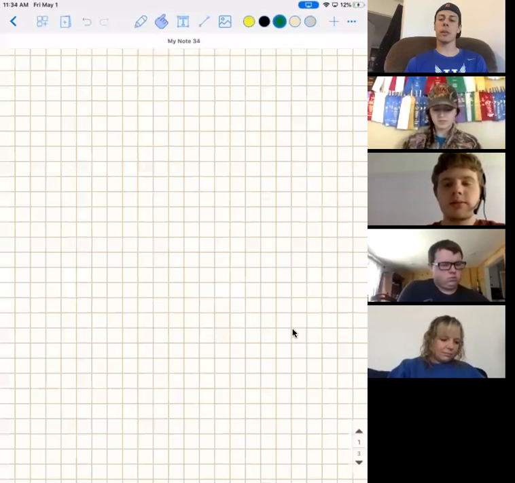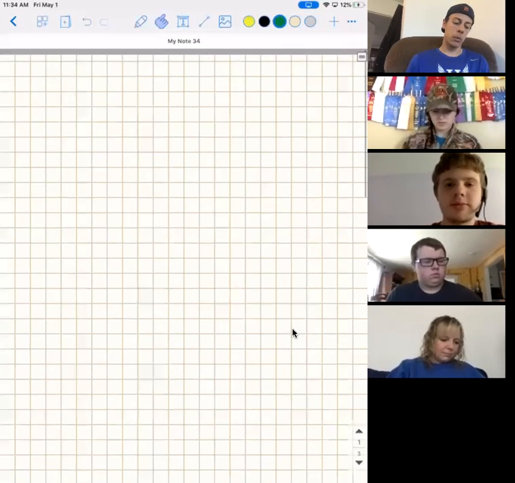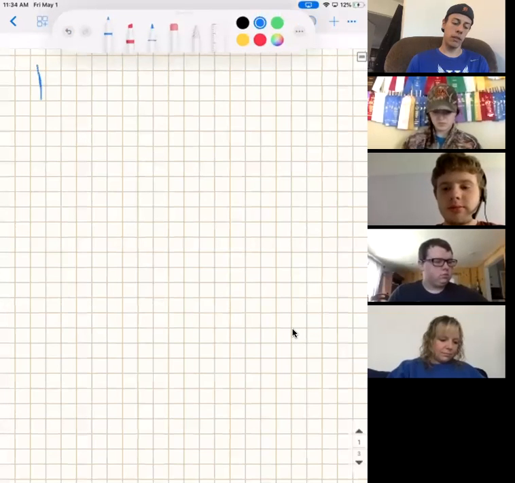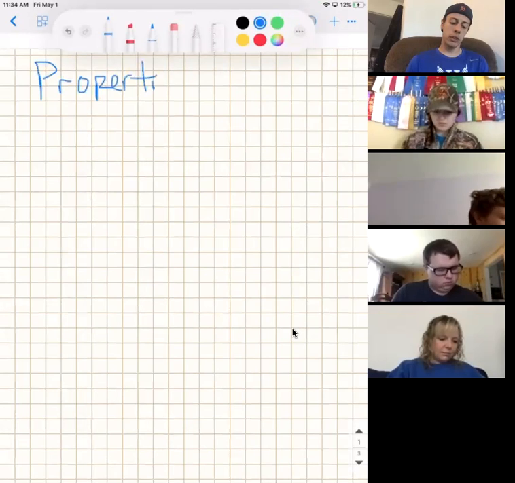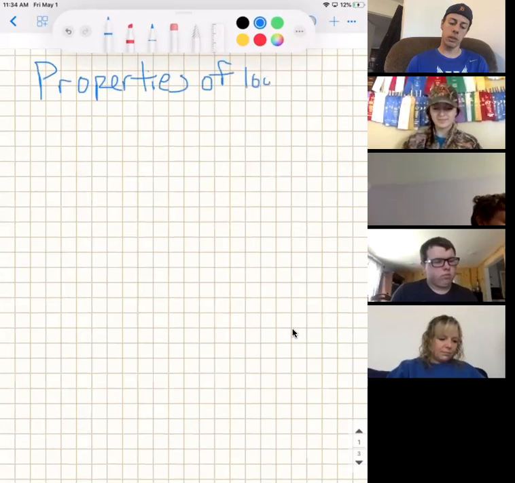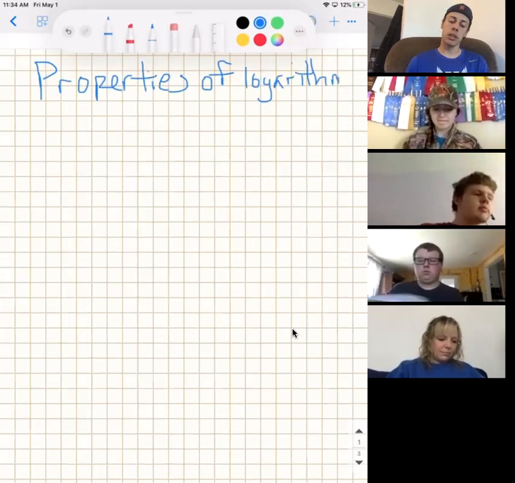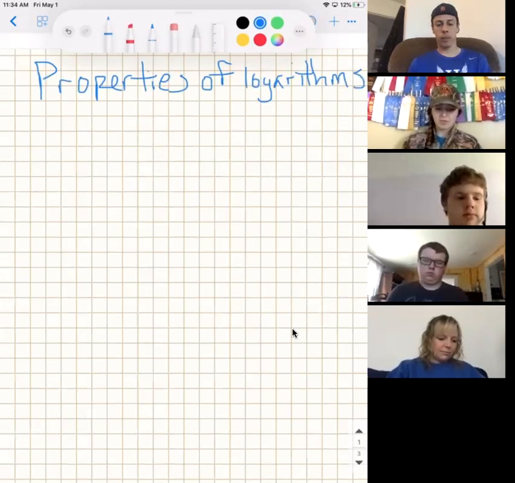What we're going to start talking about today is what's called some properties of logarithms, okay? And we know that logarithms, basically, they undo exponentials, and they have some special properties, okay? Just like we had some properties of exponents, there are going to be some properties of logarithms, okay?